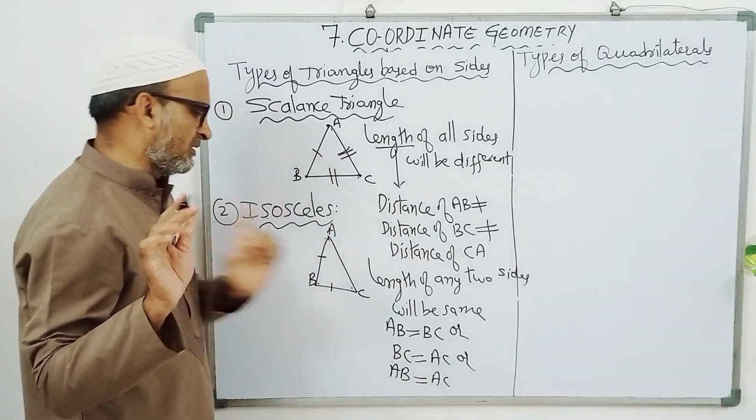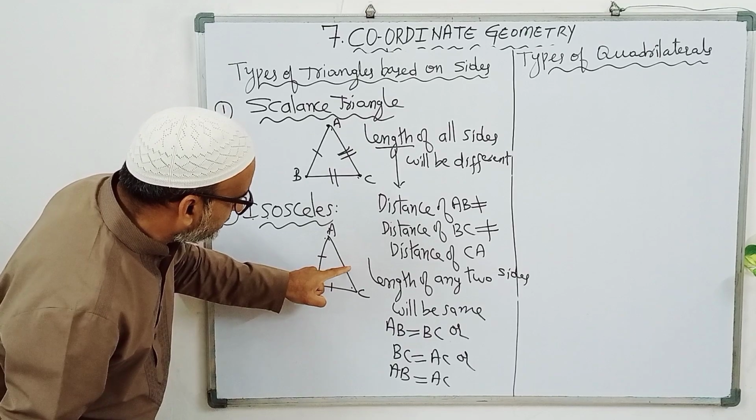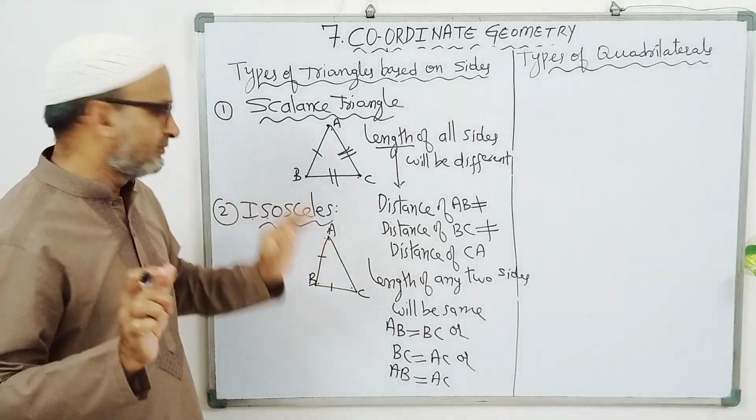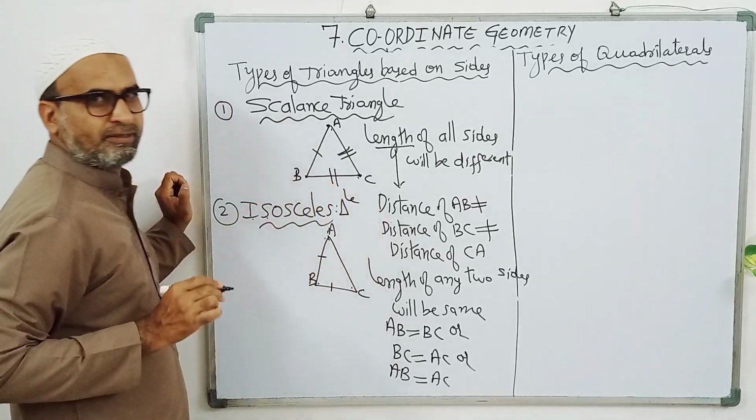Any two sides will be equal. That is the meaning here. This side will be equal to this side, or this side will be equal to this side, or this side will be equal to this side. That is what an isosceles triangle is. Simply, triangle means like this, shortcut.